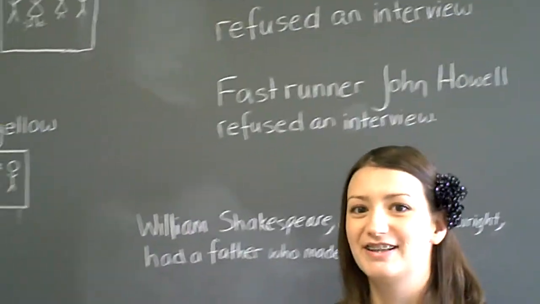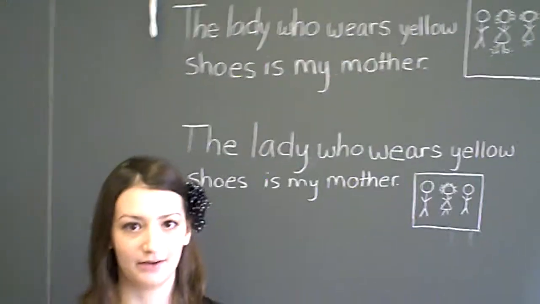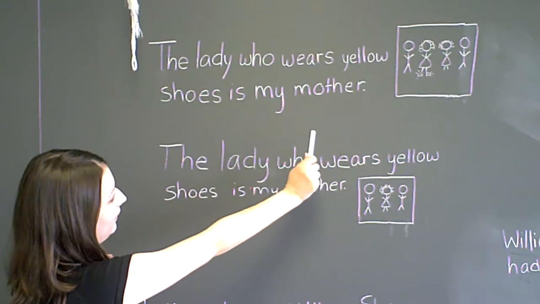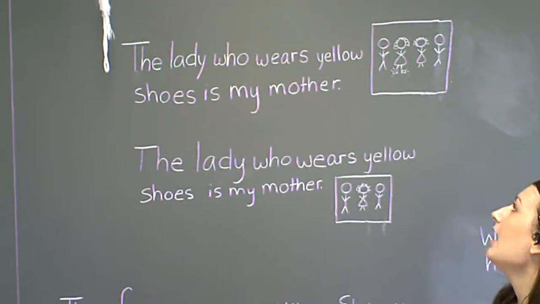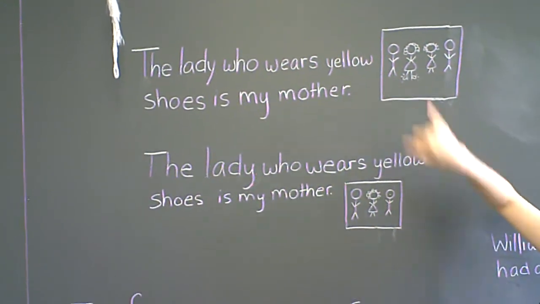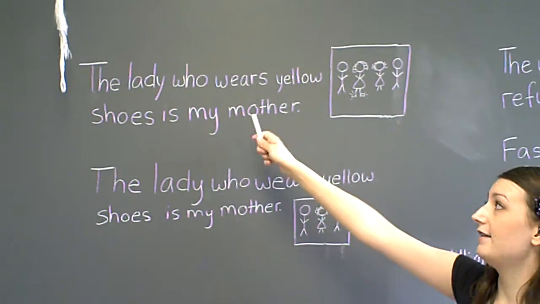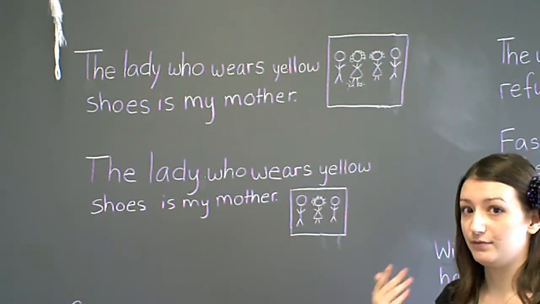And the third one, this is probably the most tricky because it's the same wording, and it just depends on the meaning of your sentence. If we say, the lady who wears yellow shoes is my mother, and you mean, let's say you're looking at a picture, so there are two ladies and you're identifying your mother because of her yellow shoes, then that would be restrictive, the who wears yellow shoes part, and so you don't use commas.